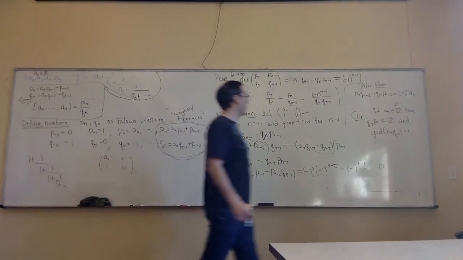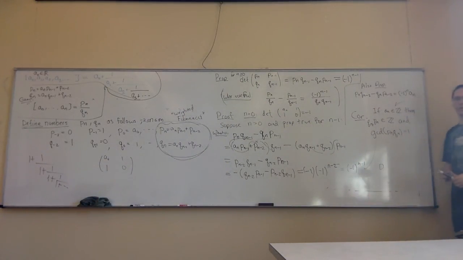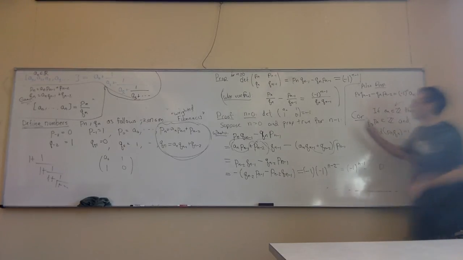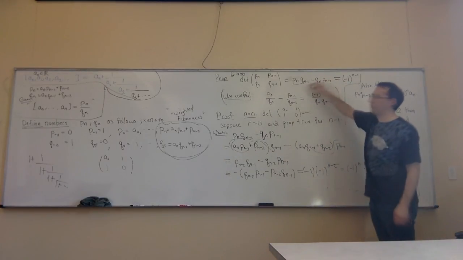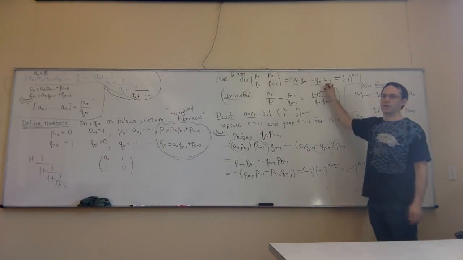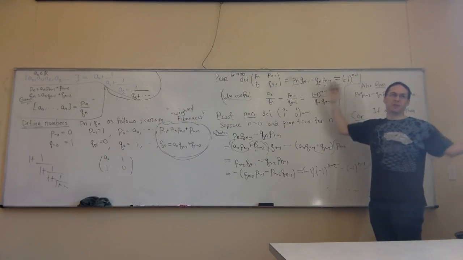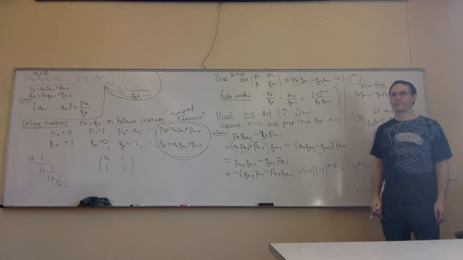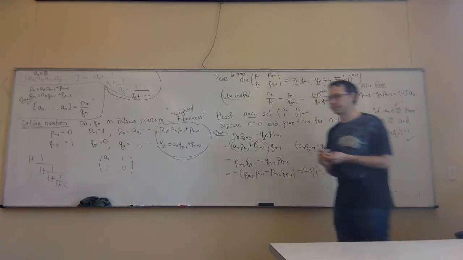That the GCD is 1, well, imagine you had a common divisor of Pn and Qn. Some number, some prime, say, that divides Pn and Qn. Well, then it's going to divide this difference. So it's going to divide a power of minus 1. So it's 1. So that's easy. Right?